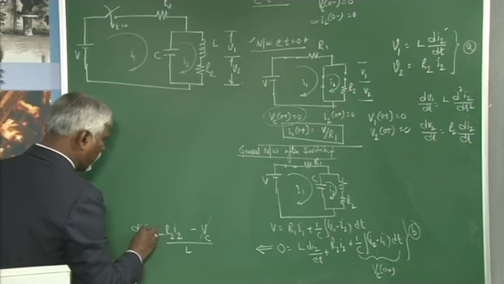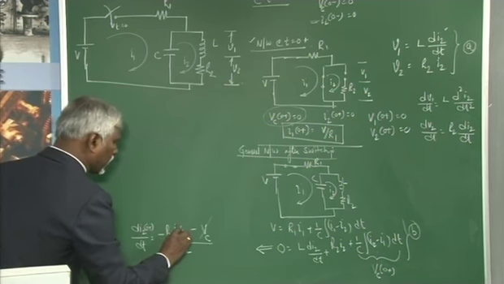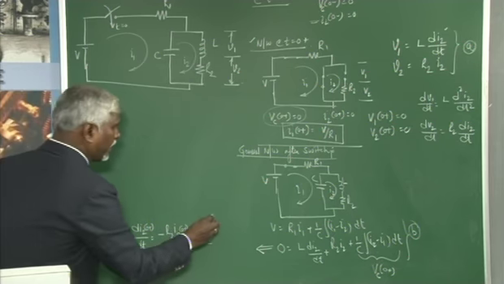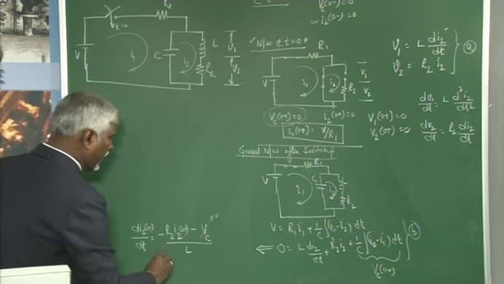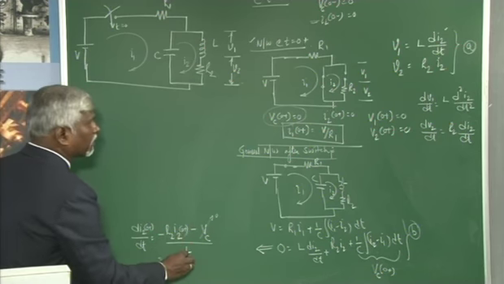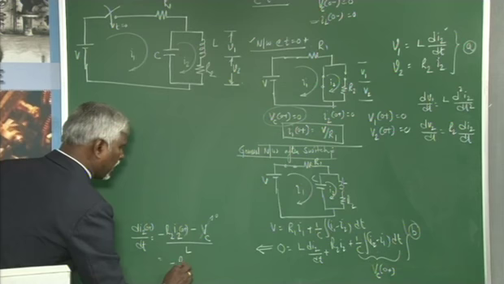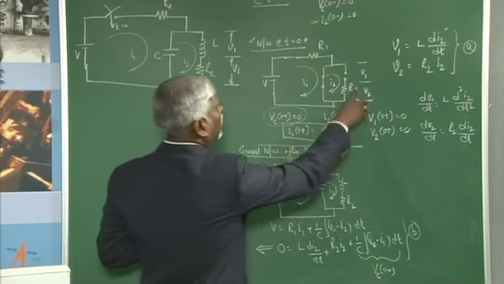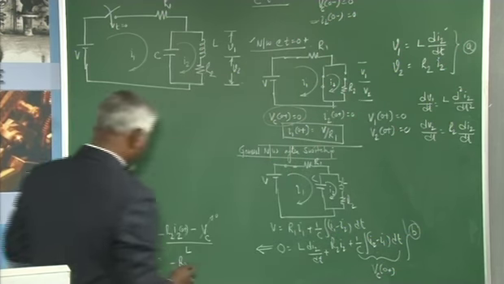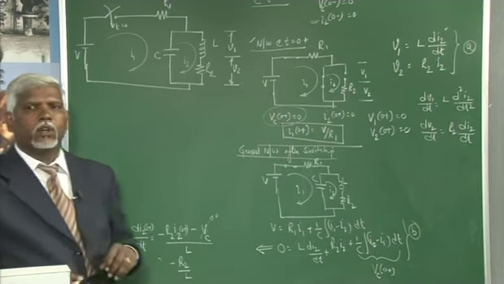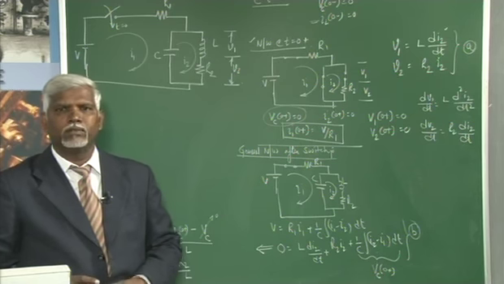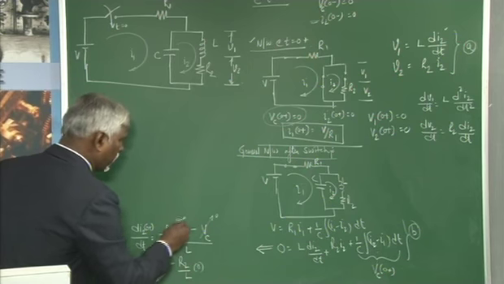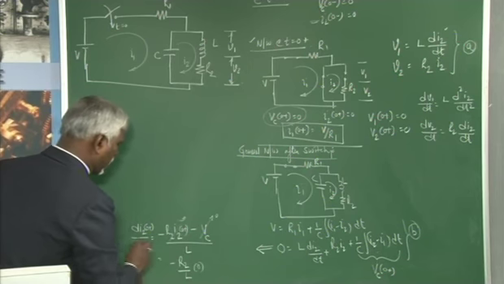So, if I want to evaluate di2 by dt at t equal to 0 plus, I need to put the conditions at t equal to 0 plus. Vc becomes 0. So, it will be minus R2 I2 at 0 plus by L. It is minus R2 by L into I2 at 0 plus. We have just calculated I2 at 0 plus is also 0. So, di2 by dt at 0 plus is 0.